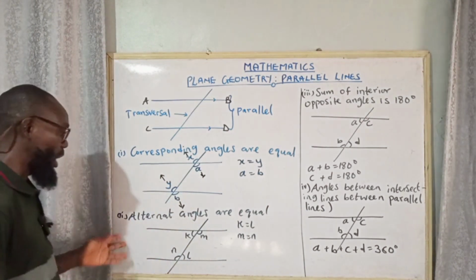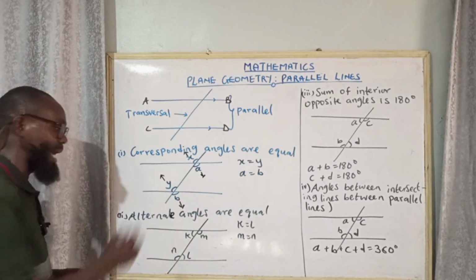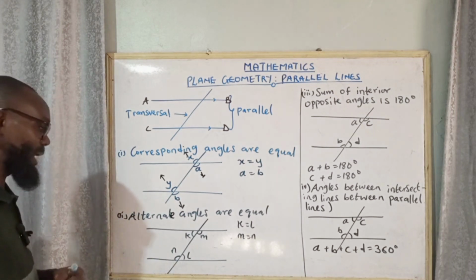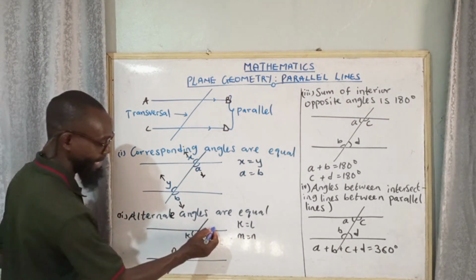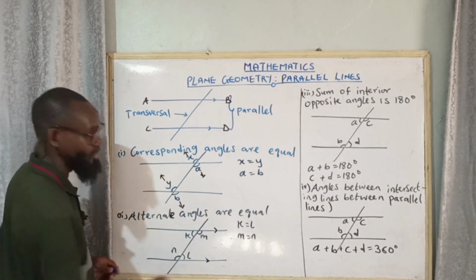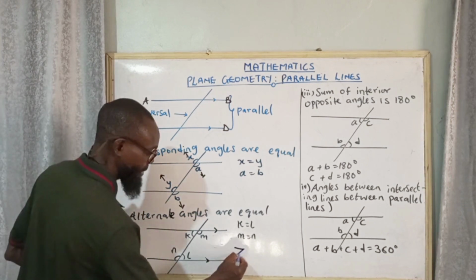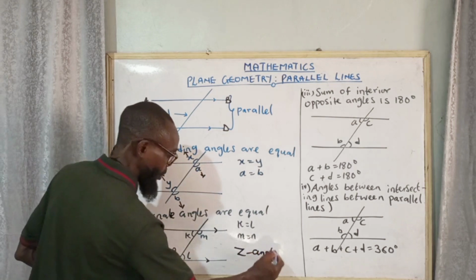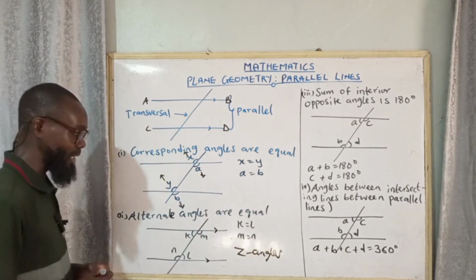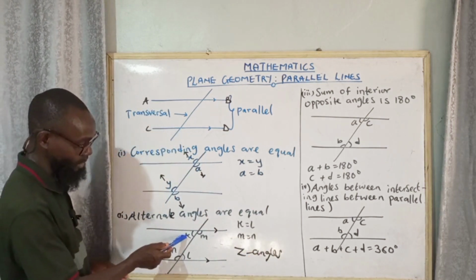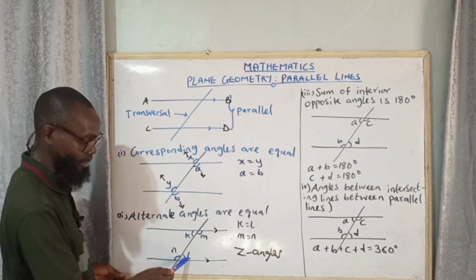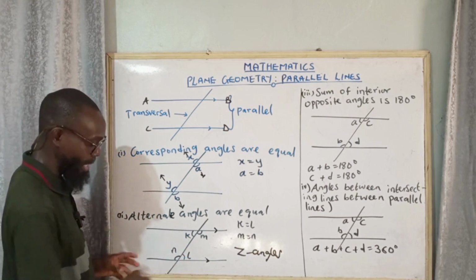Number two, alternate angles are equal. Since we have parallel lines this way, alternate angles are what we call Z angles. They are called Z angles, the other name for alternate angles. Here, angle K is equal to angle L. That is, K equals L.